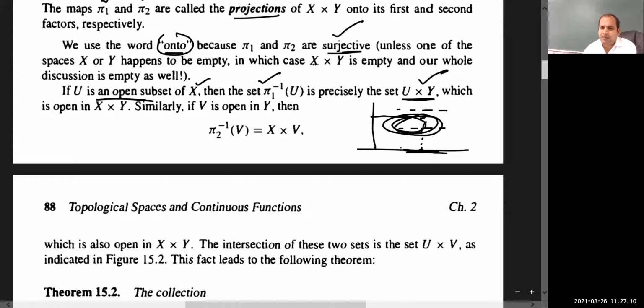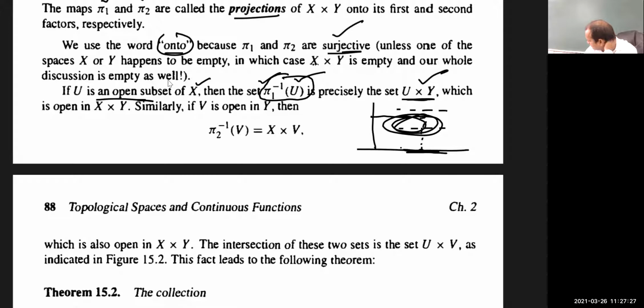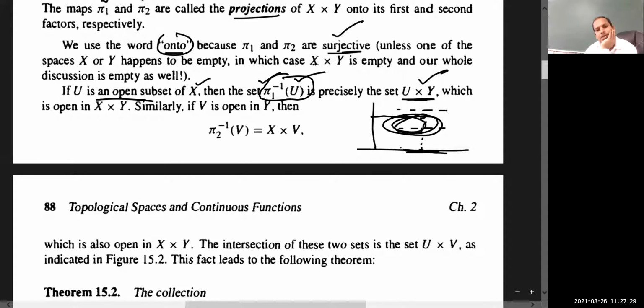Why? Is this notation clear to everyone? What is pi1 inverse of U? यह pi1 इनवर्स क्या डिनोट कर रहा है, कोई बताएगा यहाँ पे आपकी क्लास से? Yes, anyone? pi1 इनवर्स कैसे निकालते हैं? pi1 इनवर्स ऑफ सेट U.